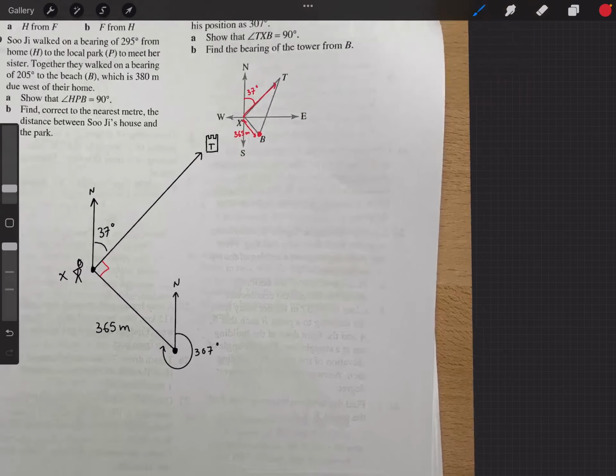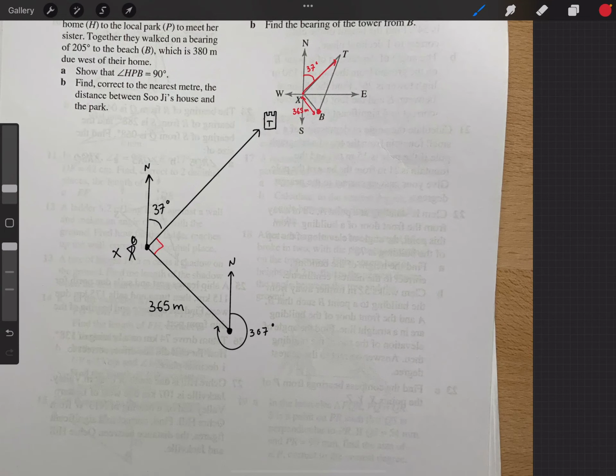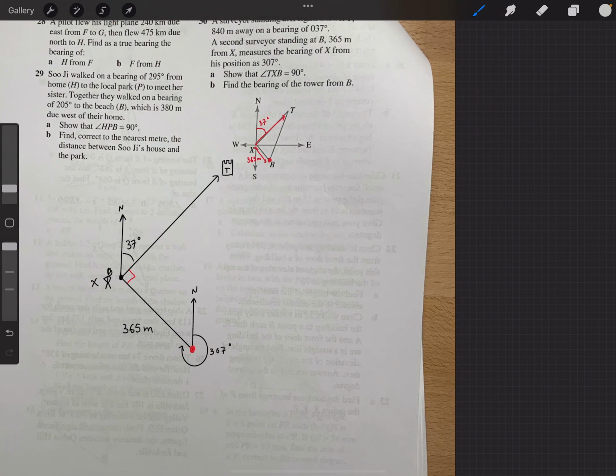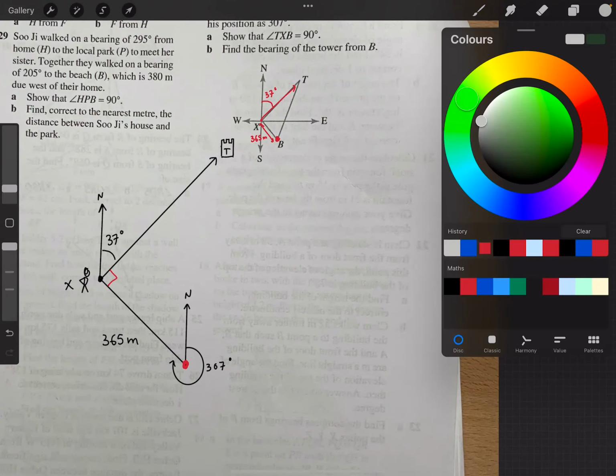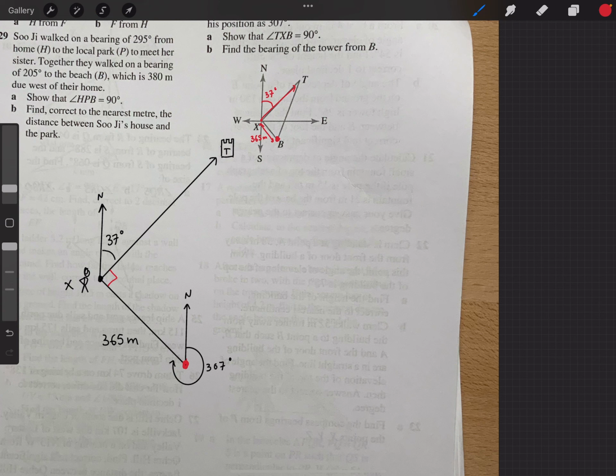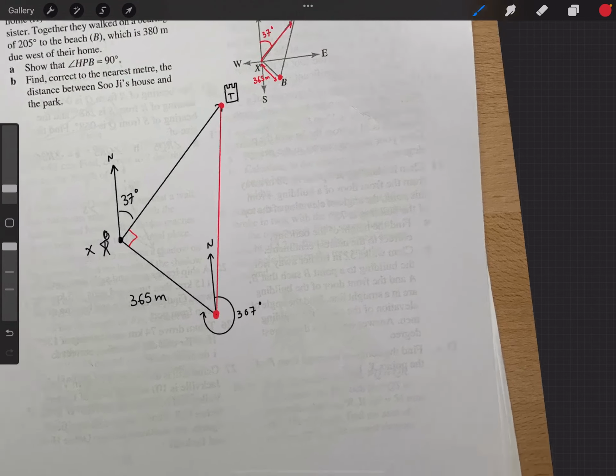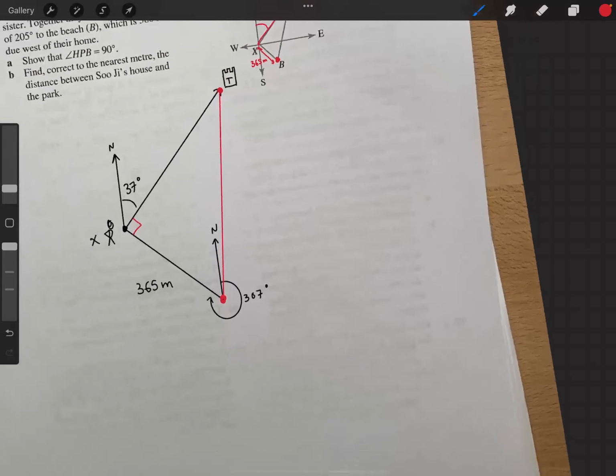So the bearing of the tower from B. Okay, so you're at the point B and you want to know what the bearing of this point to the tower is. What the bearing is. So how do we do this question?